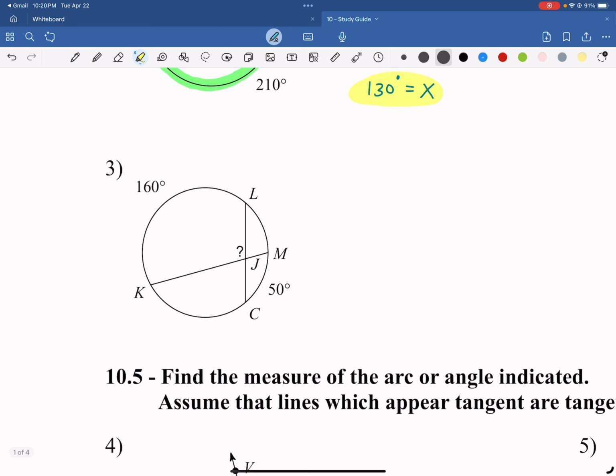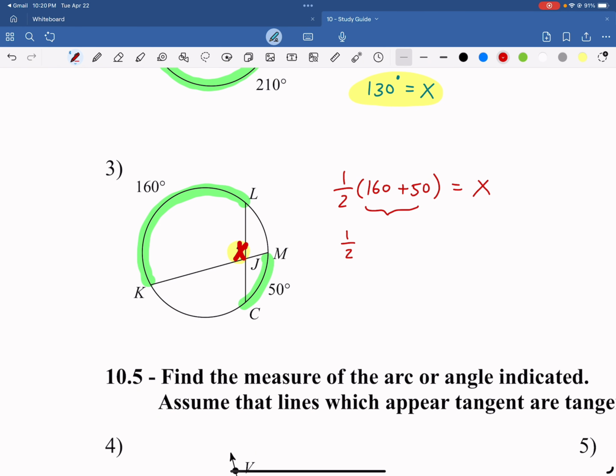Back to this kind of question. Again, this one's kind of easy. If you look at the two arcs, and then you look at the angle in the center, well, again, you just take the average of the two. So if you take the average of 160 and 50, those are the two outside arcs, well, we know that that's going to be equal to the inside angle.